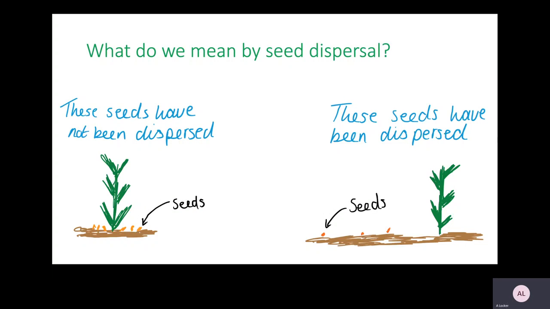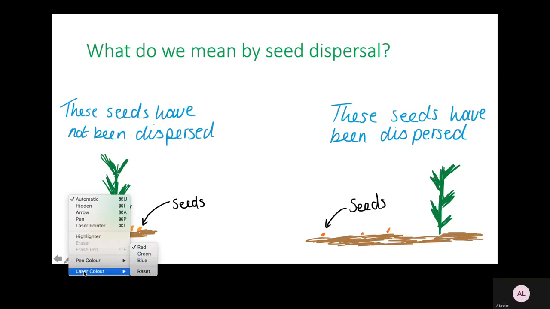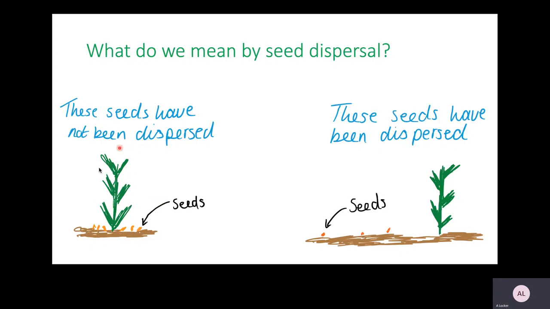So what do we mean by seed dispersal? So I've drawn you some amazing pictures. As you can see, we've got the first picture. Hang on, get a laser pointer. No, maybe not. There we go. Right, we've got this picture here. So you've got your parent plant and then your seeds are directly underneath it. And it says these seeds have not been dispersed. Then we've got our second picture that says these seeds have been dispersed. And you can see that the seeds are further away from the plant. So what I want you to do is have a think about what do we mean by seed dispersal. So pause this, have a think about it, and then we'll go through it on the next slide.